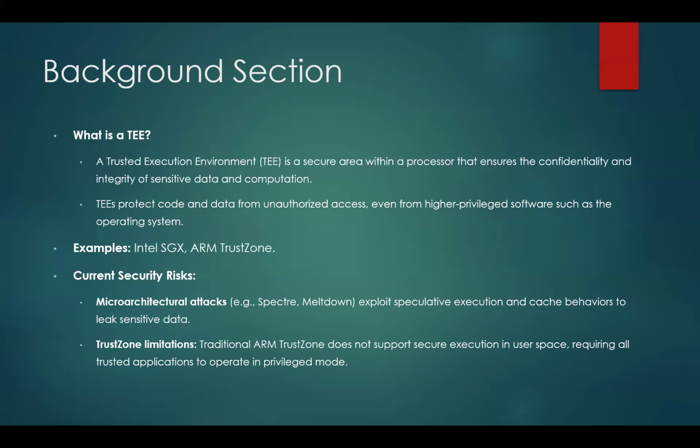operations from external threats. Despite their security benefits, trusted execution environments are vulnerable to several threats, like microarchitectural attacks such as Spectre and Meltdown. They exploit speculative execution and cache side channels to leak sensitive data. TrustZone, while widely used, has significant limitations. It does not provide user space enclaves, meaning all trusted applications must run in privileged mode, increasing their attack surface. Attackers who compromise the secure kernel can take full control of the TrustZone environment.